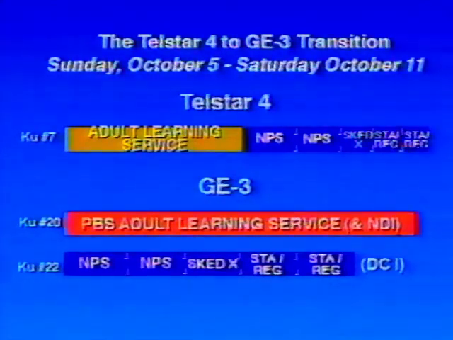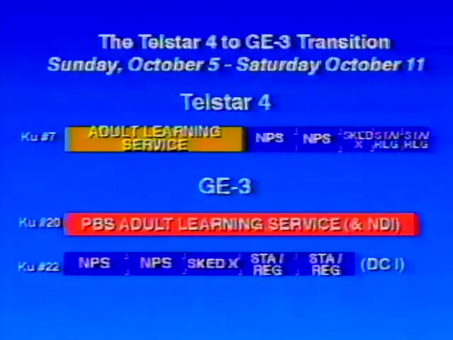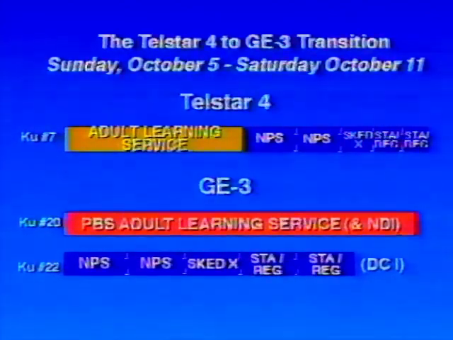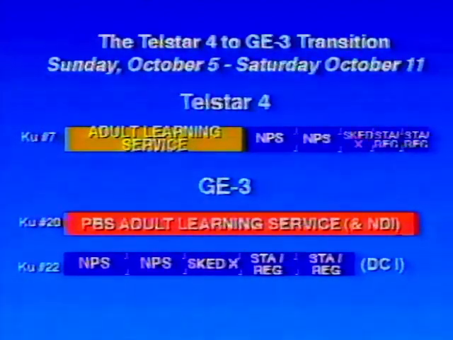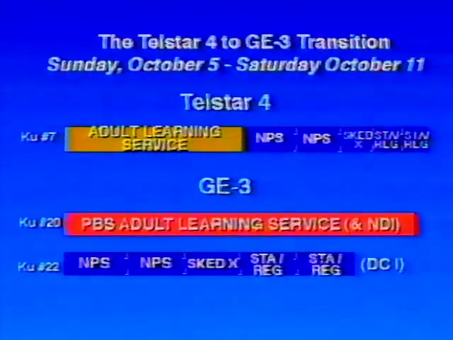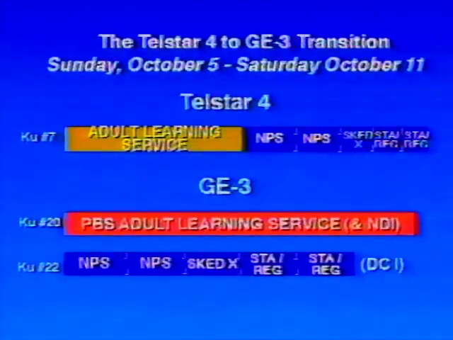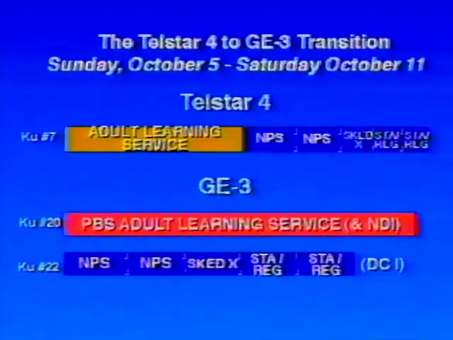you and when. The Telstar 4 GE3 transition, that's your move from Telstar 4 to GE3, you've got from Sunday, October 5th through Saturday, October 11th. On Telstar 4, you'll be seeing Ku-band transponder 7, exactly as you do now. And on GE3, you'll be seeing a Digicipher 1 feed that exactly duplicates the Digicipher 1 feed on Telstar 4, and you'll be seeing ALS on a full 36 meg transponder.